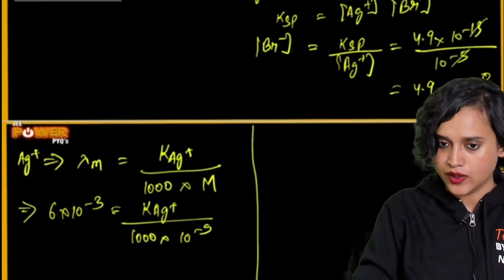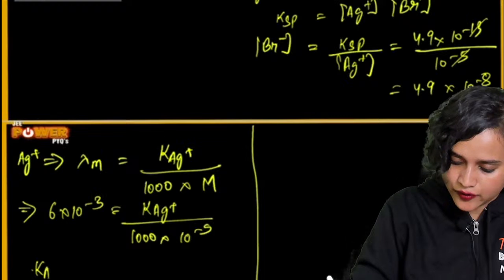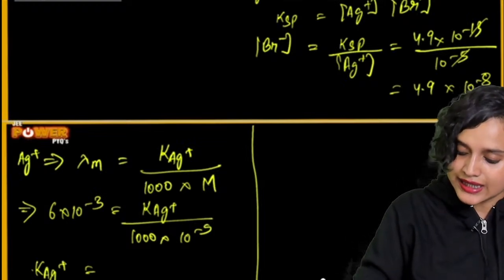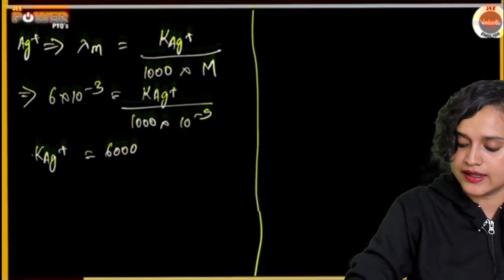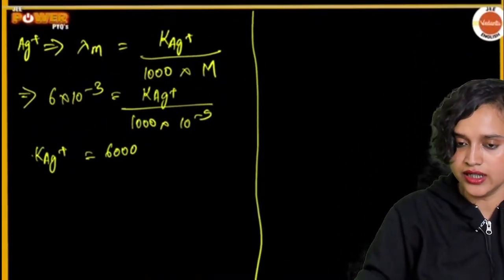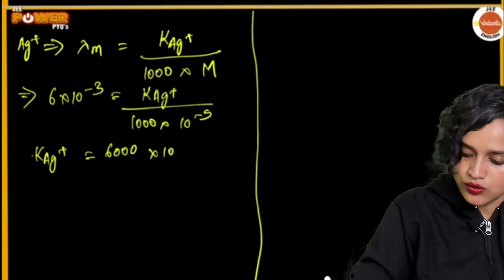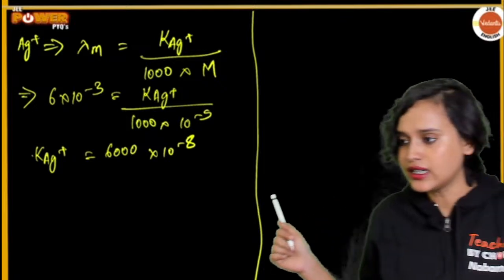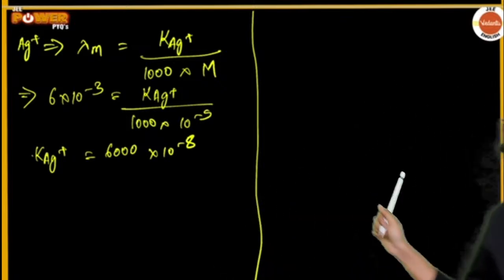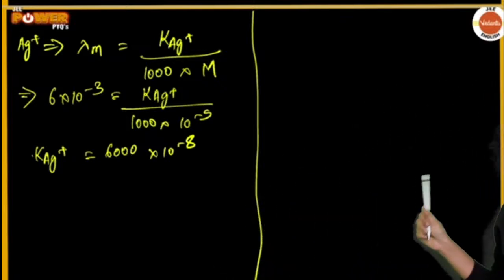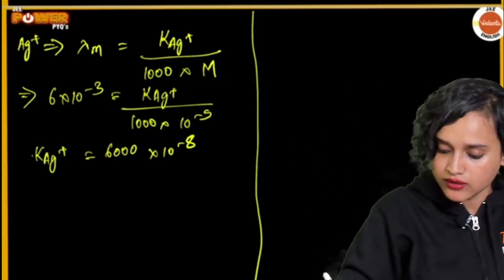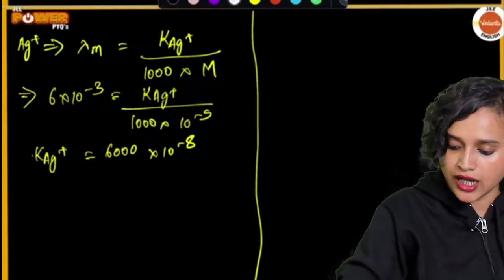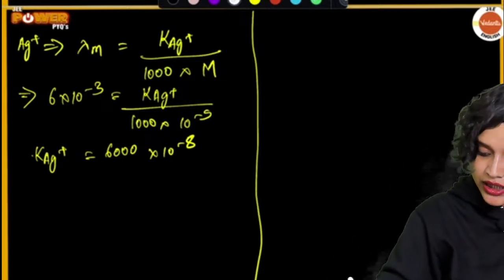Alright. So that means from here K Ag plus is equal to 6000. This will be 6000 into 10 to the power minus 8. Correct? That's it. Shriram, please check now if this is right. If this is right, then now we have to do it for Br minus. Let's do it similarly.